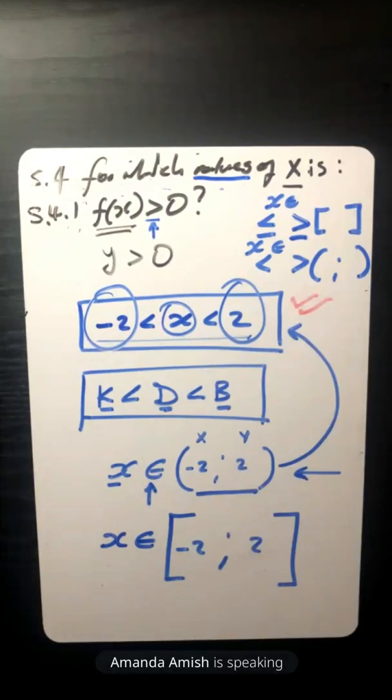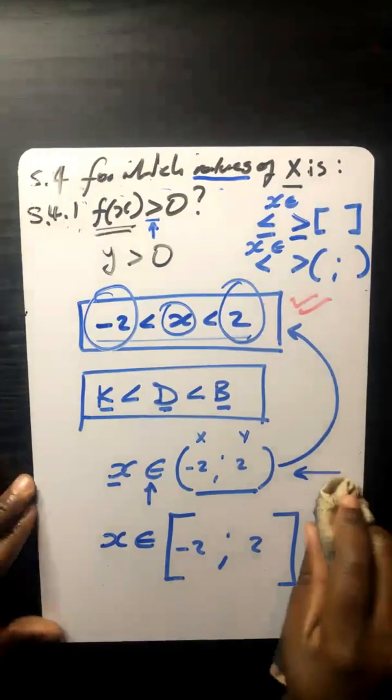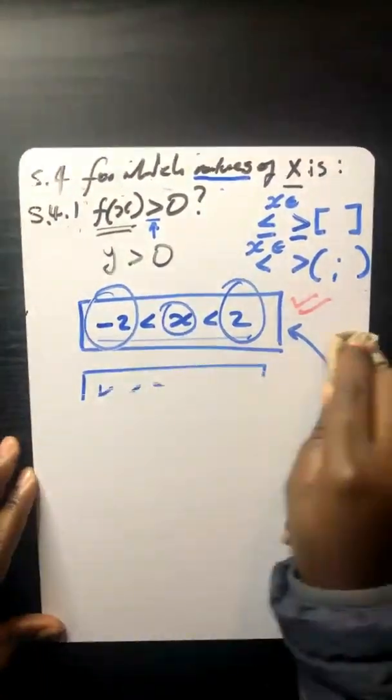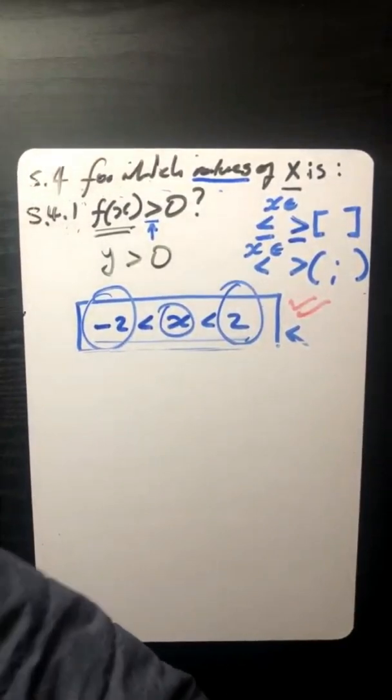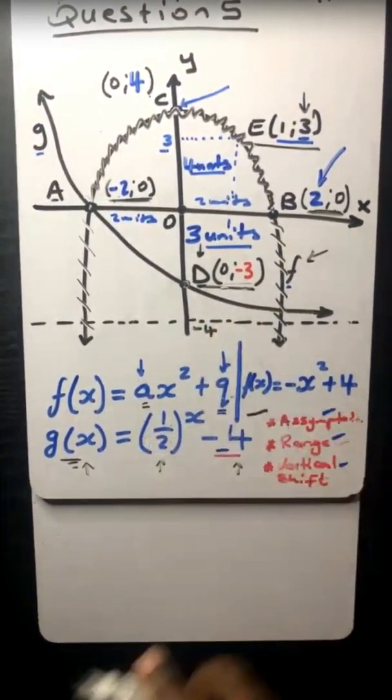Yes, sir. That f of x is greater than 0. So why is the answer -2 is less than x and less than 2? Okay, a very good question, which is going to help me to explain even further. So let me just explain using that drawing over there. So I hope you guys are able to see up to the top there.